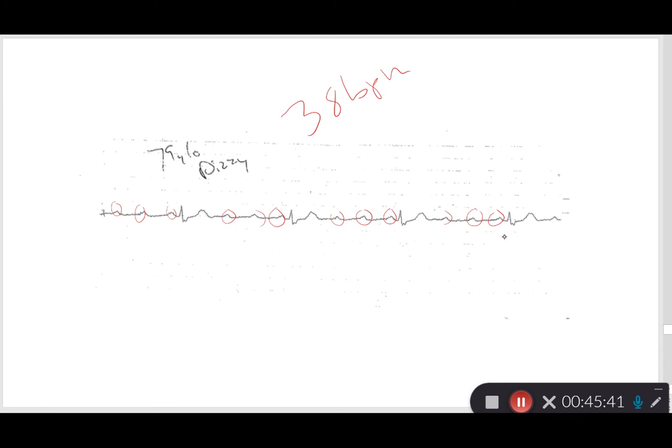Second degree type 2, do I have more P's than Q's? Yes, I do. And my PR interval, when a QRS does follow a P wave, they all look to be about the same length. So there is some relationship there between the P waves and the QRS. So this is a second degree type 2 at 38 beats per minute with a 3-to-1 conduction ratio because they have 3 P waves for every QRS. So don't forget that conduction ratio when you have more P's than Q's.